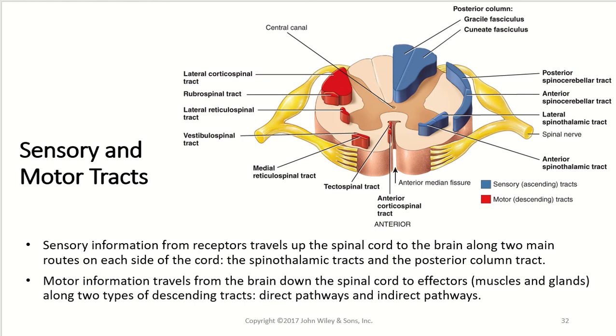So as far as the sensory and motor tracts, we're really not going to get too much into this. Just need to know that the sensory information from receptors is going to travel up the spine to the brain along two main routes on each side of the cord. We have the spinothalamic tracts and the posterior column tracts. And the motor information is going to travel from the brain down the spinal cord to the various effectors, the muscles, the glands, whatever, along two types of descending tracts, the direct pathway and the indirect pathway. That's all we're going to say about that. We're not going to get into any more detail about these tracts and pathways.